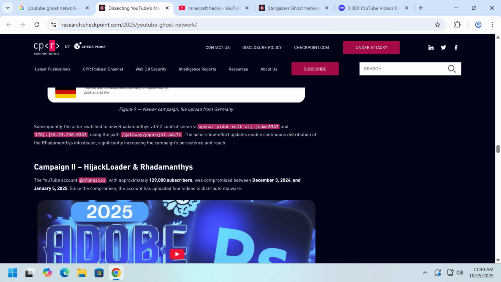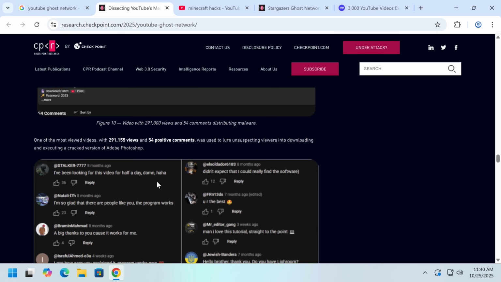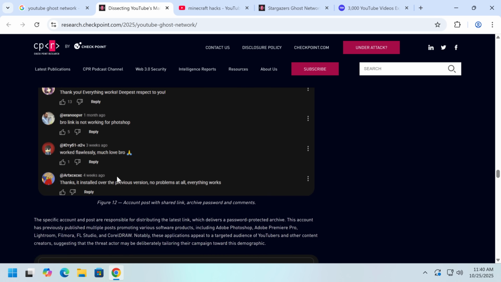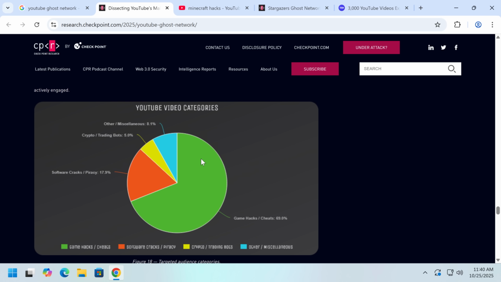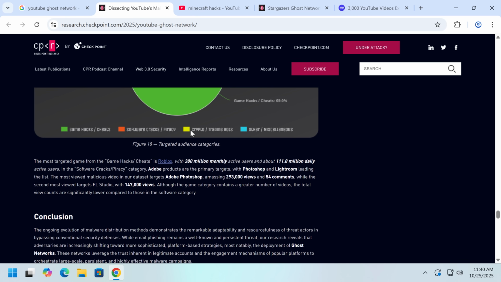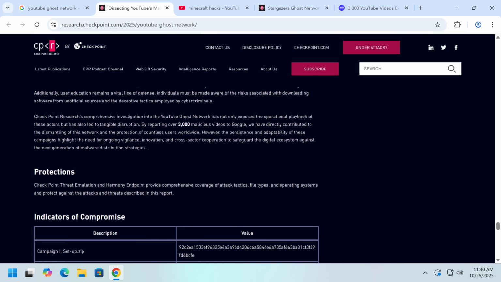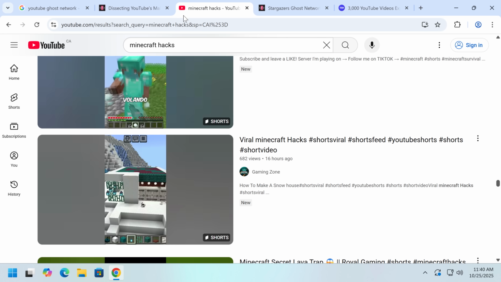And then it switched to Radamanthes as Luma Stealer started to decline, although it's still there. And as we can see, game hacks are the dominant source. Crypto trading bots is also sort of interesting. I covered one. And the crypto, the trading ones will sometimes also use Google Ads.